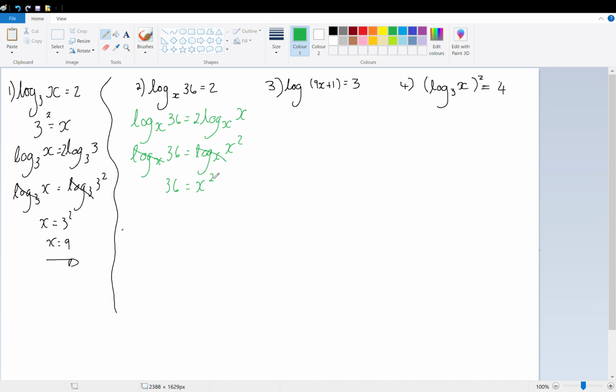How do I get rid of the square? I take plus minus the square root of 36. Is that correct? So x is therefore plus minus 6. The only thing is, with logs, we cannot get the log of a negative number. And therefore, x only equals 6 and not minus 6.